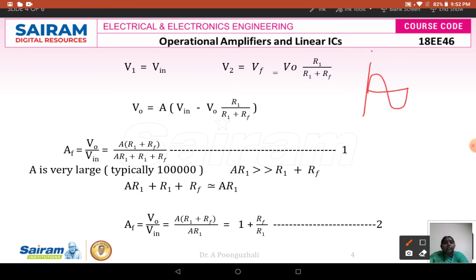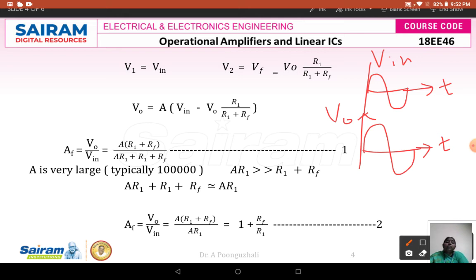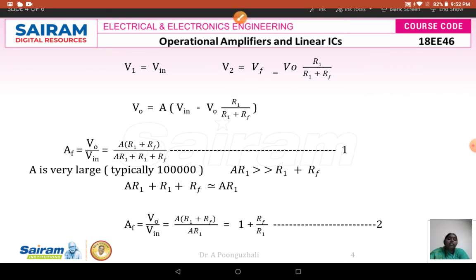So this is going to be my input signal V in. This is going to be my time period. My output signal is going to be just the same, but only the amplitude is going to be varying. So this is going to be your V naught. So your V naught is equivalent to 1 plus Rf by R1 into V in. So that means my amplitude of the output signal is going to be varied and the phase of the signal is not going to be changed. So that is your non-inverting. So the name itself tells non-inverting. It is not inverted. Okay.